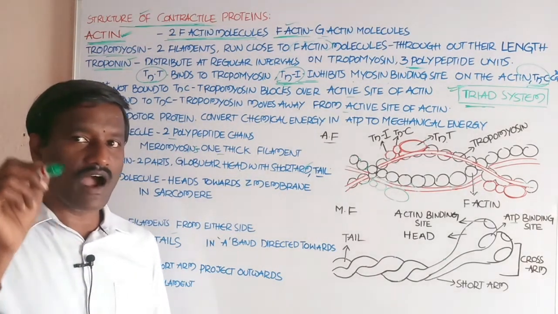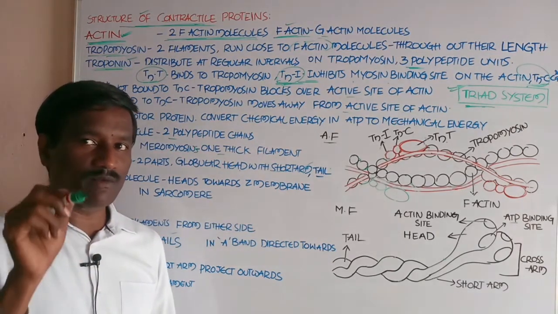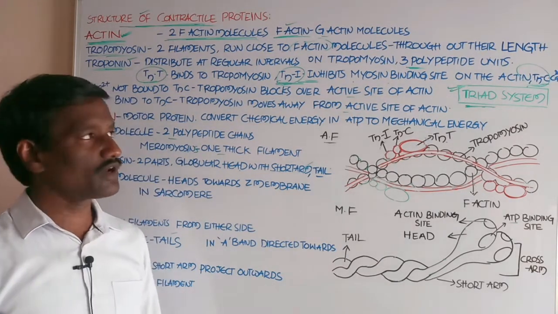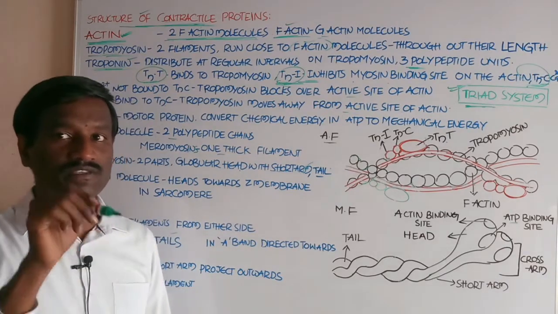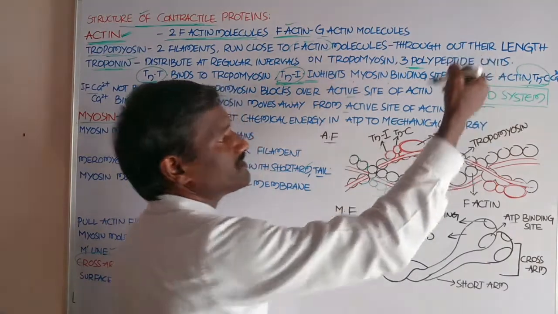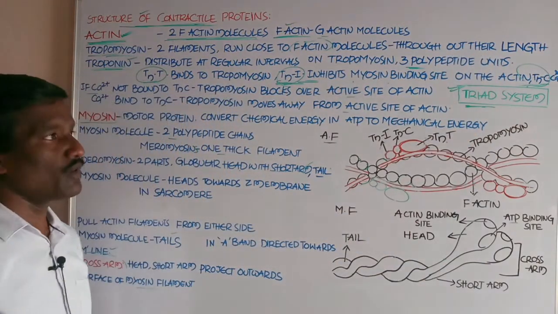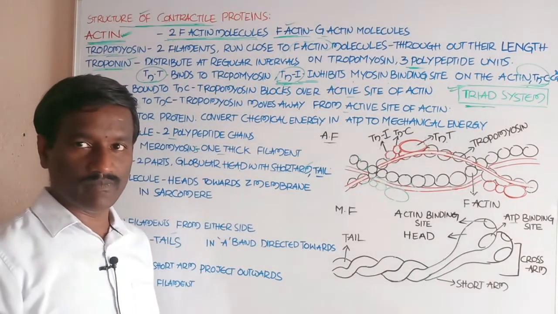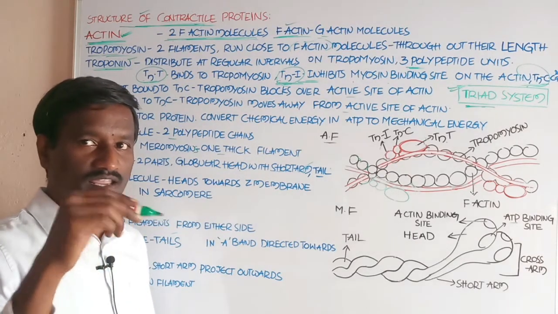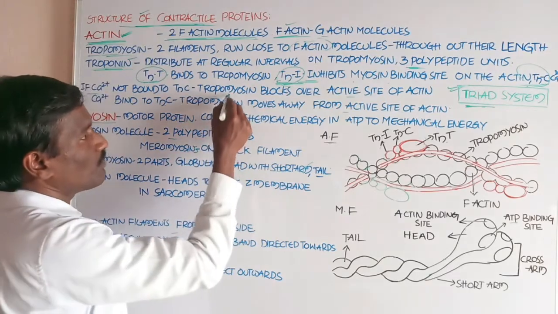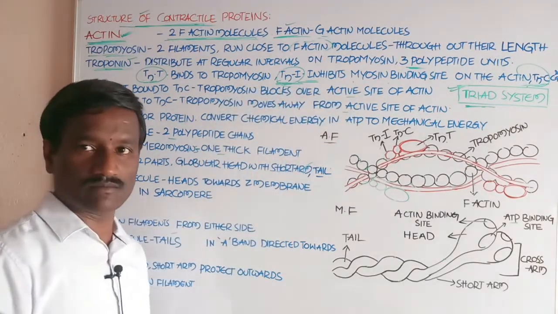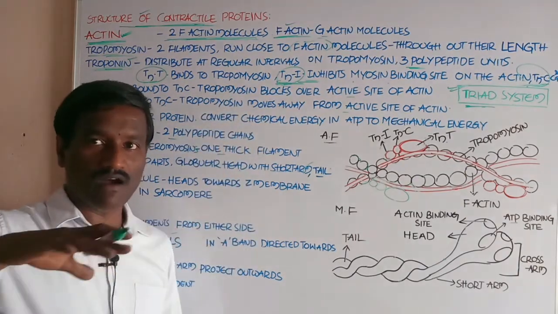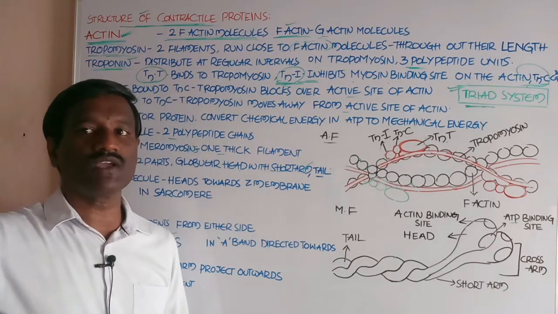Actin is the filament with the active site that binds with the myosin head. Okay student, that binding is inhibited by TnI, and another one is TnC. TnC binds with calcium ions. Okay student, next, if calcium ions are not bound to the TnC, at that time tropomyosin blocks over the active site of the actin. Okay, tropomyosin blocks or masks the active site of the actin.